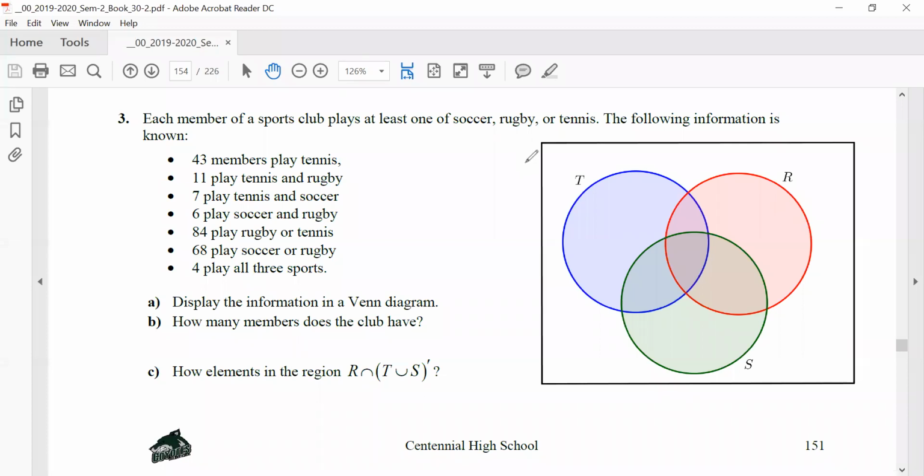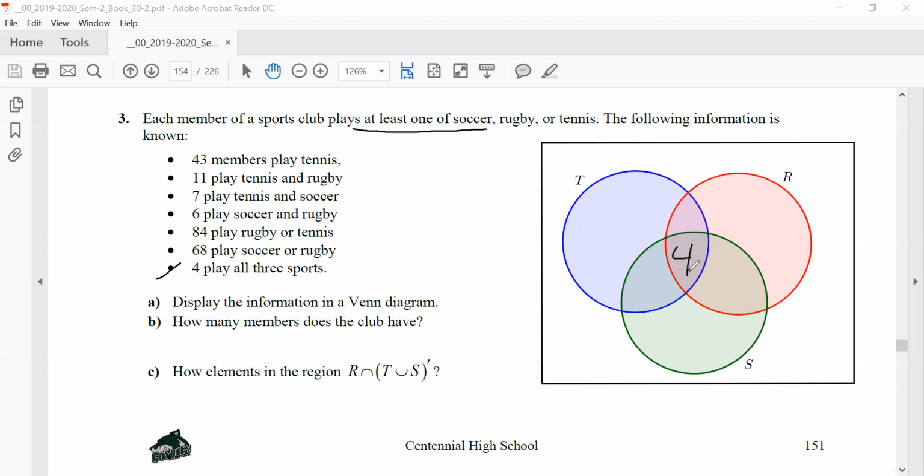So we've got a sports club. Every member plays at least one sport. So that means there's no one outside the 3 sets. And we're playing soccer, rugby, or tennis. And then they list all these different conditions here. Now, if I can, I'm always going to start at the intersection. So it says 4 play all 3 sports. Bang.